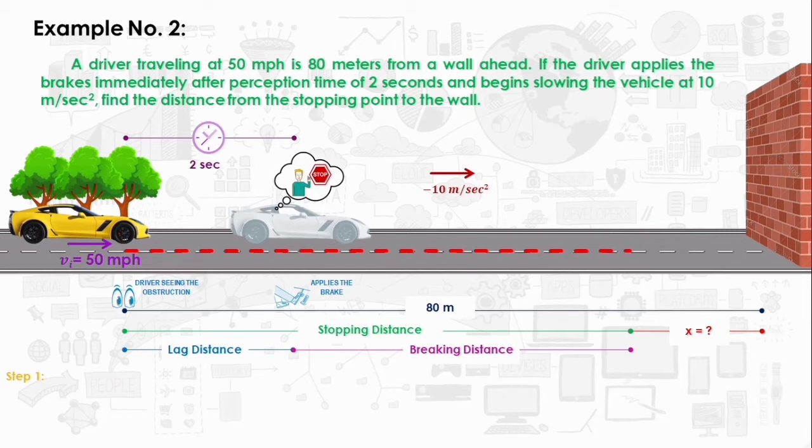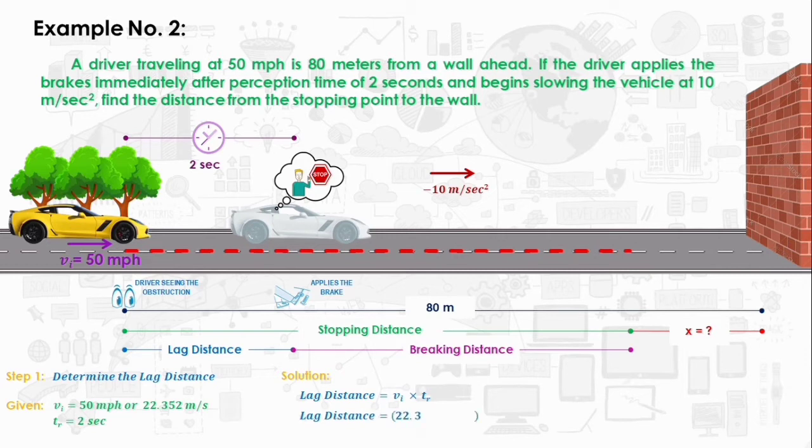For step 1, we have to determine the lag distance given the initial velocity of 50 miles per hour or 22.352 meters per second and reaction time of 2 seconds. Using the equation lag distance equals initial velocity times total reaction time, or 22.352 meters per second multiplied by 2 seconds, our lag distance is 44.704 meters.